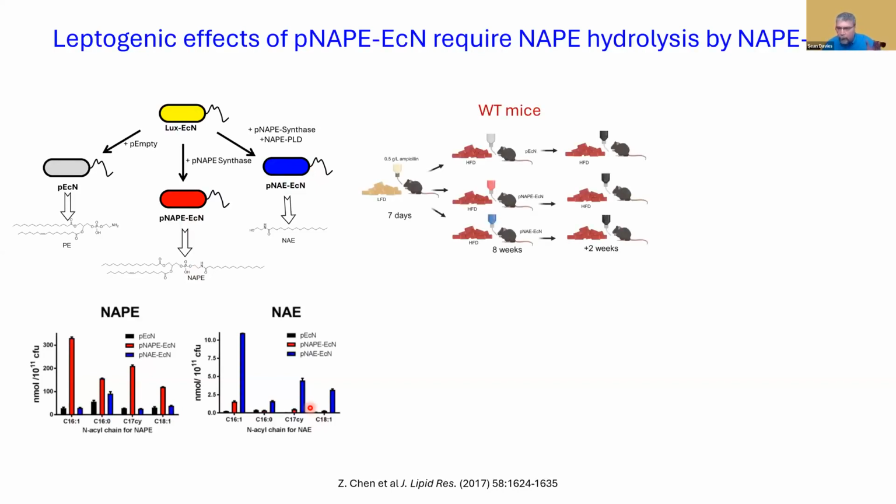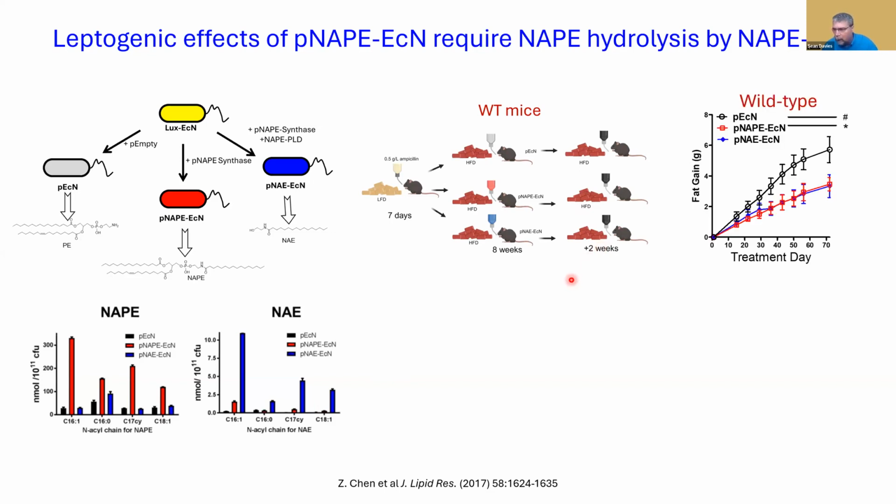And so we did a test in wild-type mice, fairly similar to what we had done before, although we didn't follow them that long after we stopped feeding the bacteria, and looked at the effect on food intake and body weight. And here I'm just showing the fat gain. What you can see is that both the NAPE-expressing bacteria and the NAE-expressing bacteria were equally good at inhibiting fat gain, suggesting in our minds that the NAPE was being converted to NAEs.